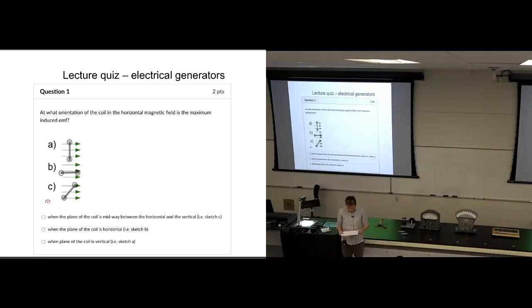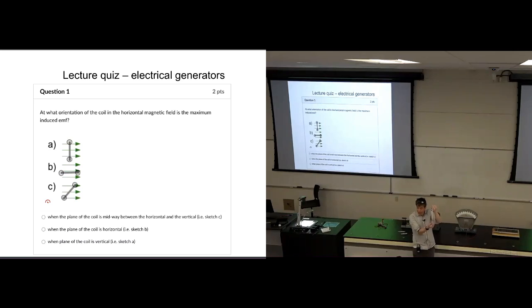Okay, I'll get started. This question can be a little bit of a trap. The trap is that this orientation vertically has the most flux, magnetic flux through it. There's lots of field lines passing through this arrangement.